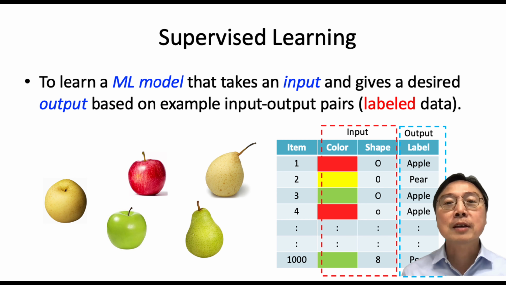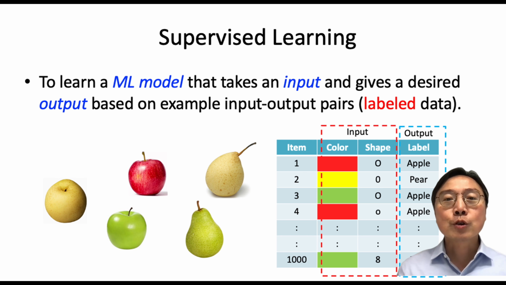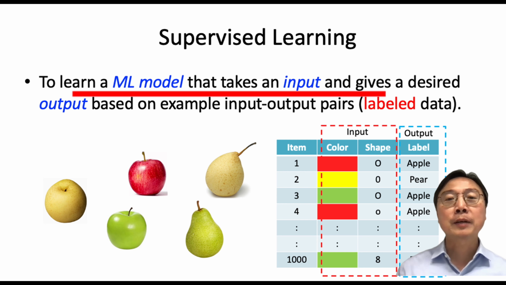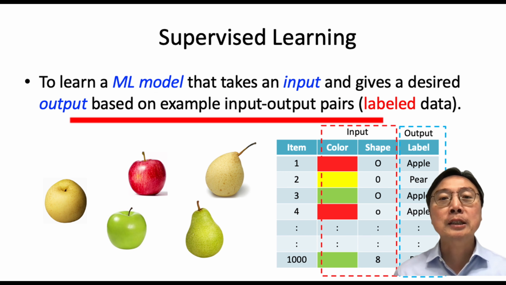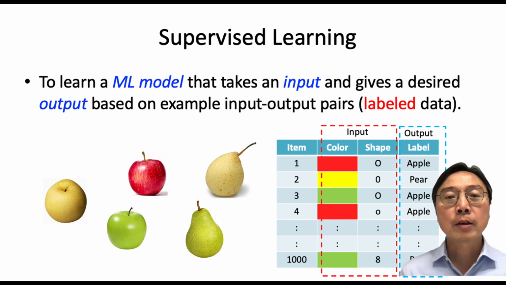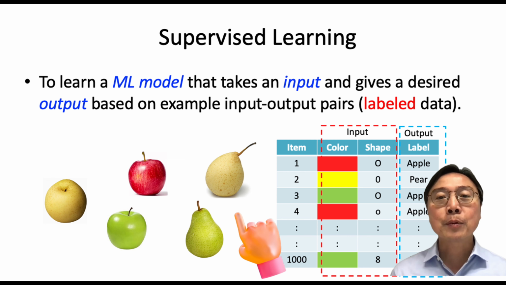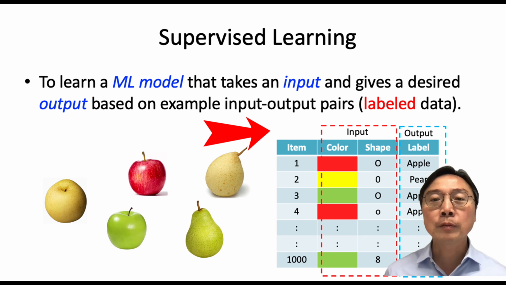So supervised learning is as if you have a supervisor telling you a lot more advice. This supervised learning is to learn a machine learning model that takes an input and gives a good desired output. How to do this? It's based on example input-output pairs. Let me explain using this slide. On the left-hand side, you see 3 fruits, right? Some pears, some apples. So you prepare this. And on the right-hand side, you see a table, and each row is basically 1 data item. And here you have 1,000 data items altogether, which form the data set.